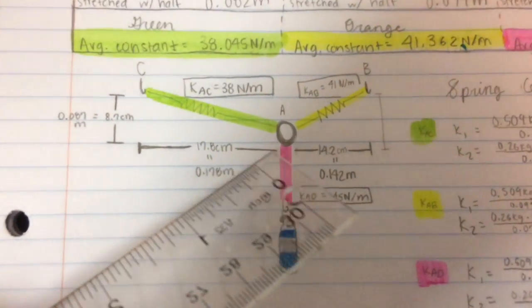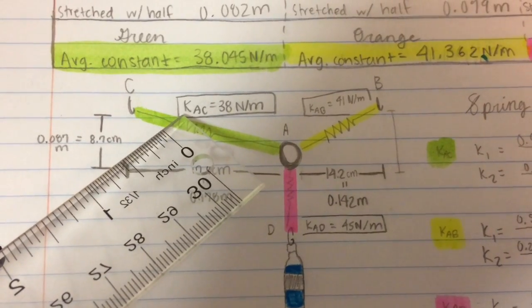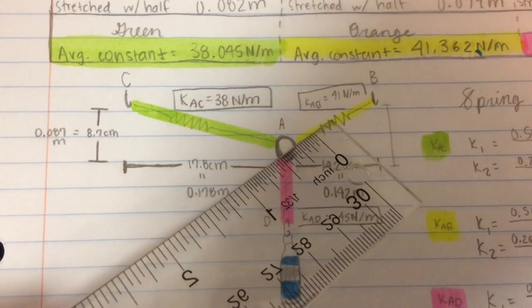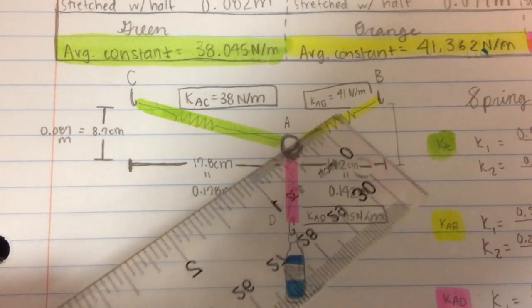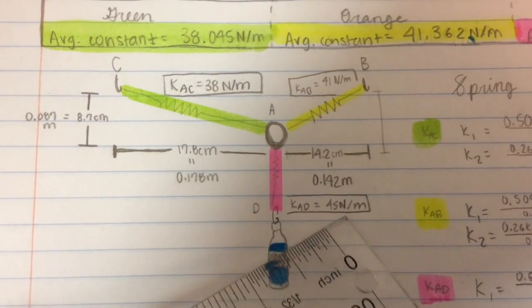As you can see down here in our free body diagram, we have labeled the complete system with final spring constant KAC being 38 newtons per meter, spring constant KAB equal to 41 newtons per meter, and spring constant KAD being 45 newtons per meter.